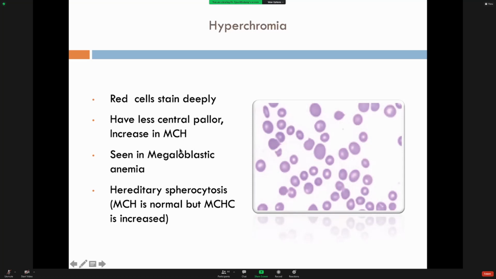Increase in MCH is usually seen in megaloblastic anemia. We talked about megaloblastic anemia: folate deficiency, vitamin B12 deficiency, and the non-megaloblastic, which is liver disease, thyrotoxicosis, and alcoholism. Also, with reticulocytosis you can see it. Also you can see hyperchromia with hereditary spherocytosis. They have normal MCH and abnormal MCHC.